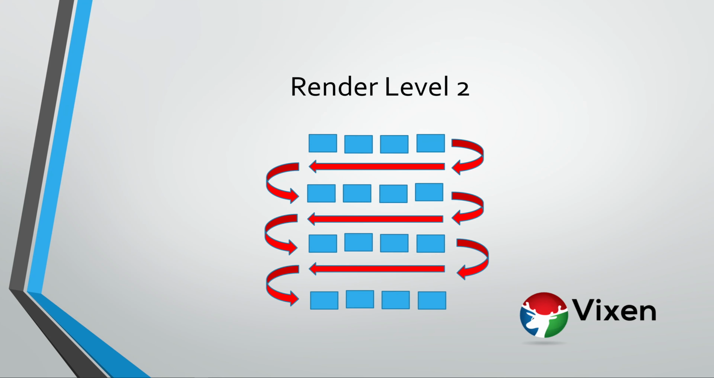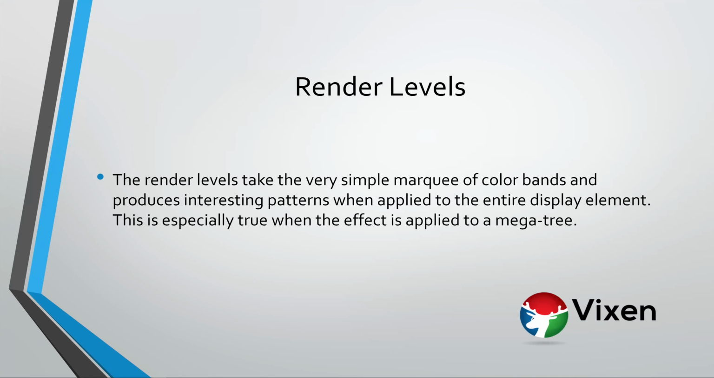For render level 2, Vixen is still iterating over the rows, but always starts at the left or beginning of the row. The render levels take the very simple marquee of color bands and produce interesting patterns when applied to the entire display element. This is especially true when the effect is applied to a megatree. Let's experiment and see what patterns we can create.